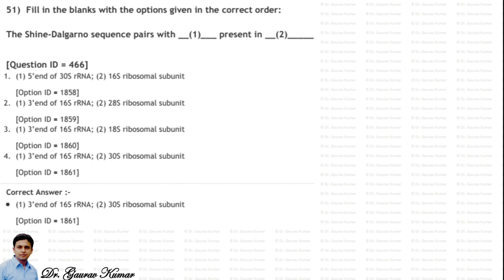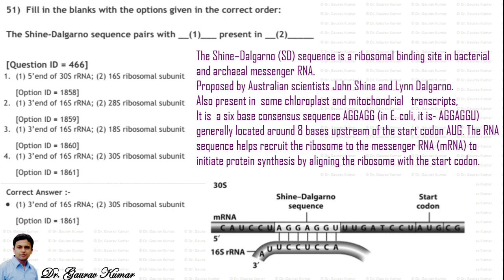Okay, the Shine-Dalgarno sequence pairs with dash present in dash. So I'll just read out. The Shine-Dalgarno sequence is a ribosomal binding site in bacterial and archaeal messenger RNA, proposed by Australian scientists John Shine and Lynn Dalgarno. These sites are also present in some chloroplast and mitochondrial transcripts. It is a 6-base consensus sequence AGGAGG. In E. coli, it is actually AGGAGGU. Generally located around 8 base pairs upstream of the start codon, AUG.